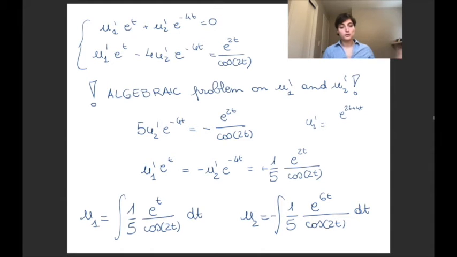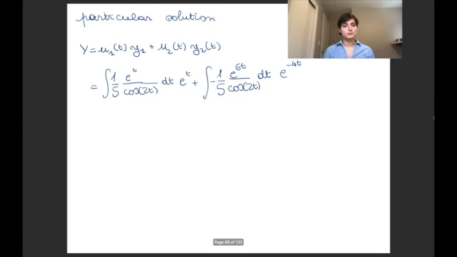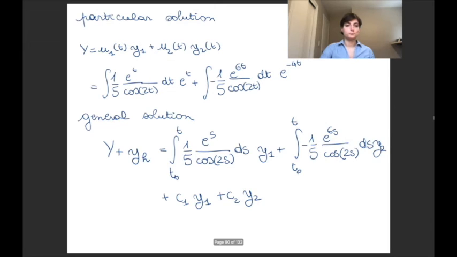So we have u1 being the indefinite integral of 1/5 e^t divided by cos 2t dt, and u2 is equal to minus the indefinite integral of 1/5 e^(6t) divided by cos 2t dt. So a particular solution will be based on these integrals. A particular solution will again have the form u1(t) y1 plus u2(t) y2.